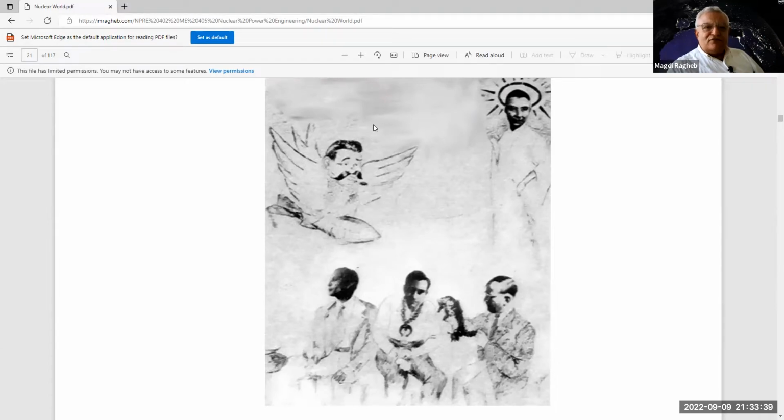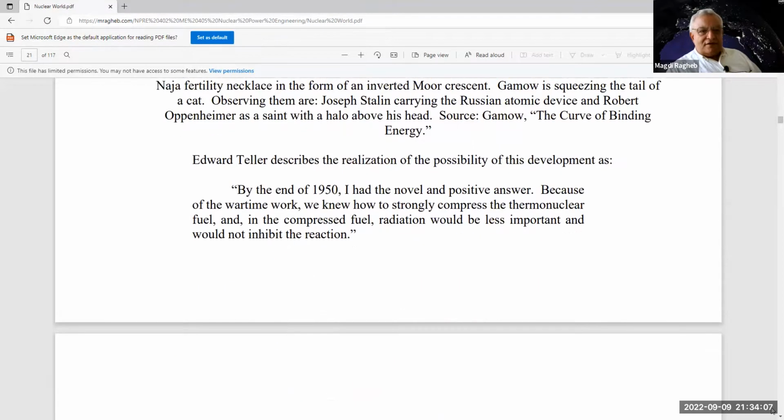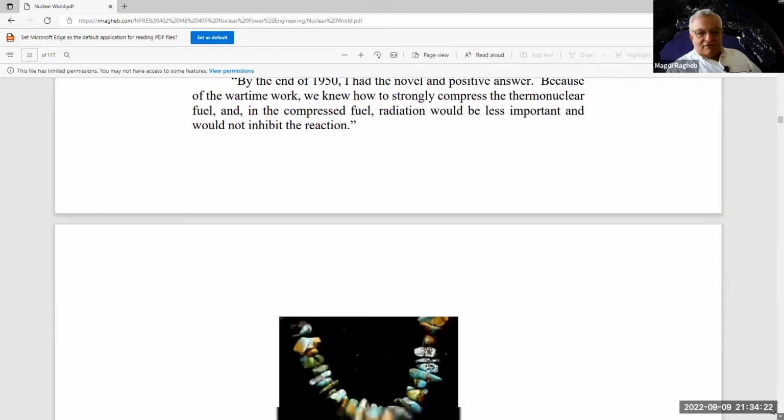And Mr. Gamow himself, who drew that diagram and put it in his book, the book is named The Curve of Binding Energy. Maybe you'll find it in the underground library or the engineering library. He was squeezing the tail of a cat. You see that? So he had 3 different approaches that he describes: spitting in a spittoon, using an ellipsoid of revolution, the geometry here, or pulling the tail of a cat. And Edward Teller describes, and it seems that the combination of the 3 approaches was really the approach for achieving fusion from a fission device.